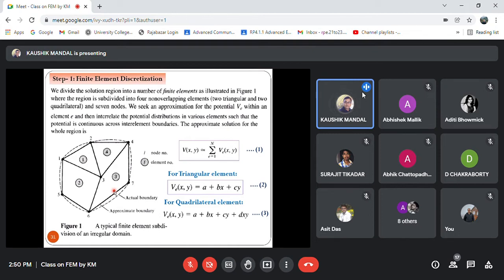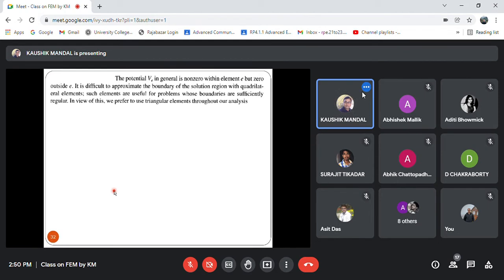That's why, throughout our discussion, that thing is mentioned in this particular point. That is, it is difficult to approximate the boundary of the solution region with quadrilateral elements. Such elements are useful for problems whose boundaries are sufficiently regular. If the given solution boundary is regular, then you can consider the quadrilateral shaped elements. Otherwise, it is better to go with the triangular shaped elements. That's why throughout the analysis or discussion, we will consider the element shape as triangular.